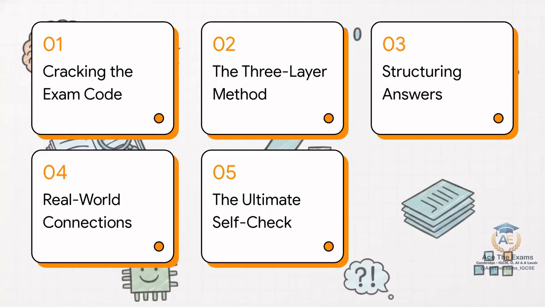To transform your answers from red pen disasters to green check marks, we're going to follow a highly specific blueprint today. First, cracking the exam code. Second, the 3-layer method. Third, structuring high-scoring answers. Fourth, real-world connections. And finally, the ultimate self-check. Let's get straight into it.